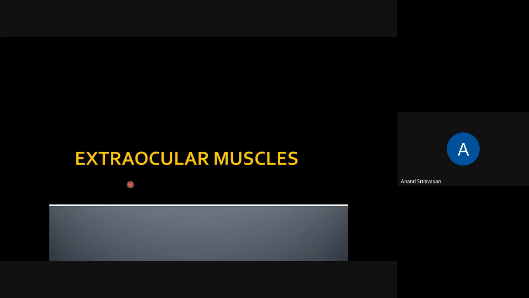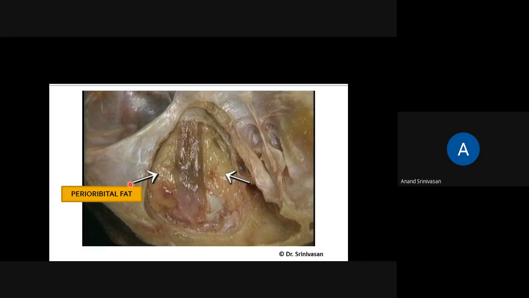Compared to other animals, in humans we are able to move only the eyeball. You can keep your head fixed and move only your eyeball. You can look up, look down on the floor, look at your nose, or look on either side. Now how is this possible? That's because of these extraocular muscles.